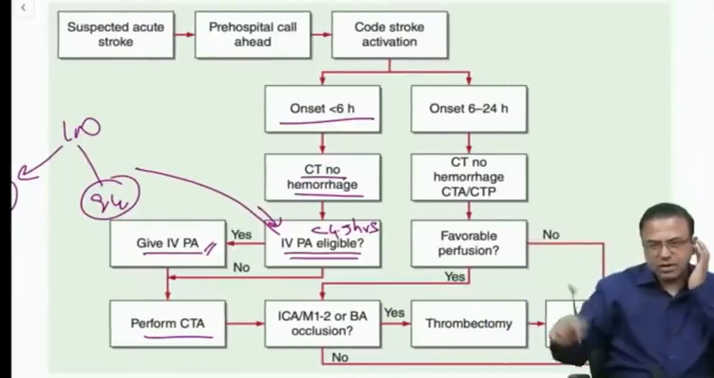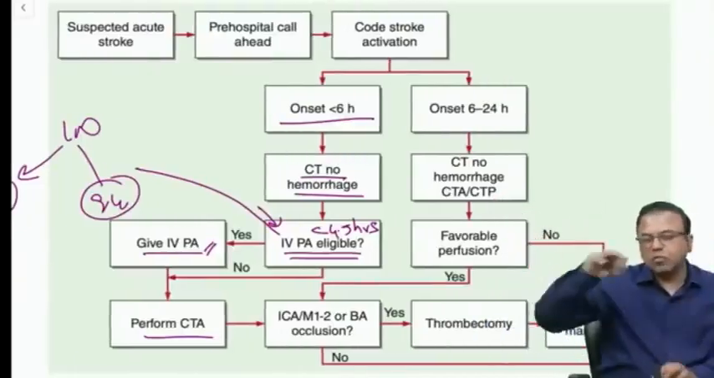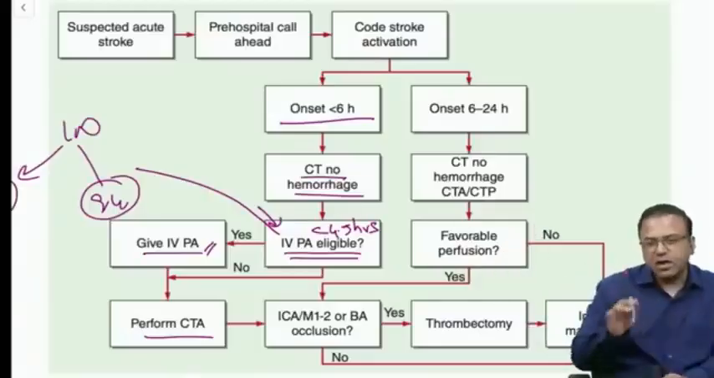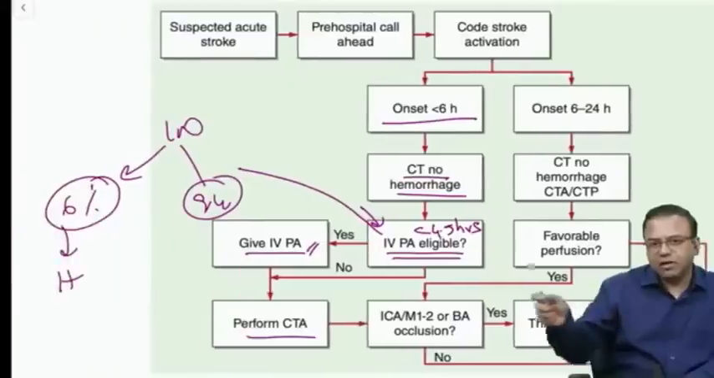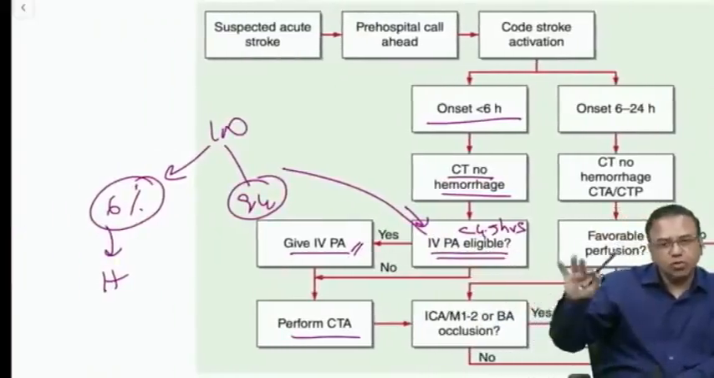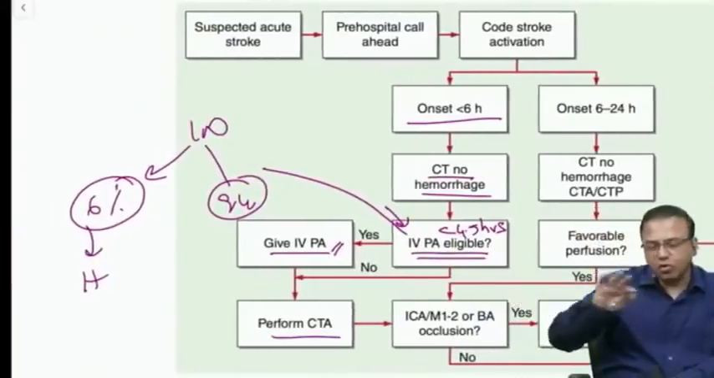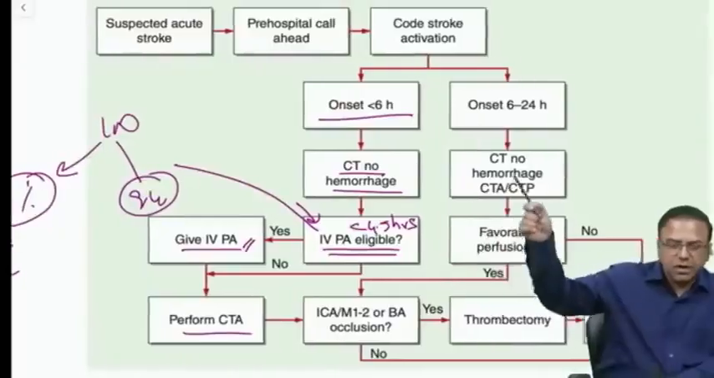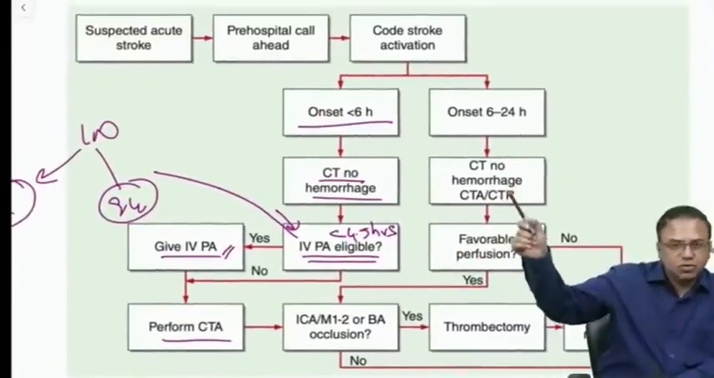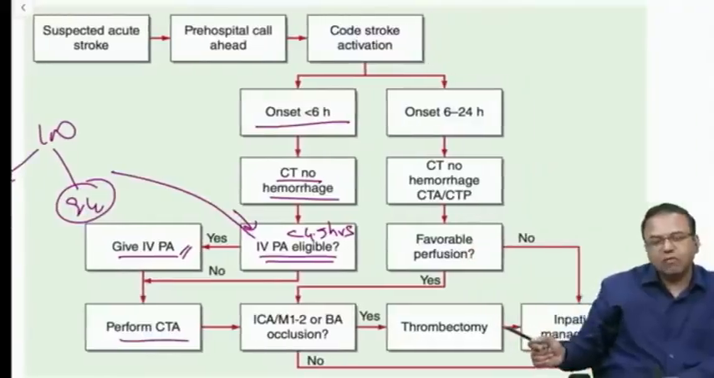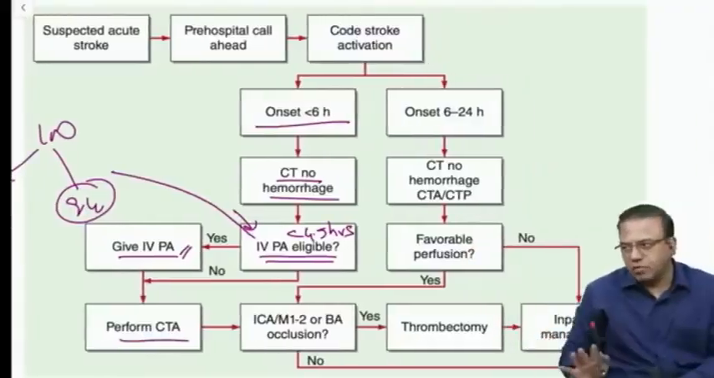After 6 hours, there is no controversy. After 4.5 hours, the thrombolytic door is closed, sealed. Anybody giving thrombolytic after 4.5 hours, the risk of hemorrhage is not 6%, it is supposed to be 30-40%. So don't give thrombolytic after 4.5 hours. The number needed to treat is too big, don't give. After 6 hours, CT shows no hemorrhage, go direct to CT angio, CT perfusion; if mismatch is there, then go for mechanical thrombectomy. Okay, I hope this is clear.